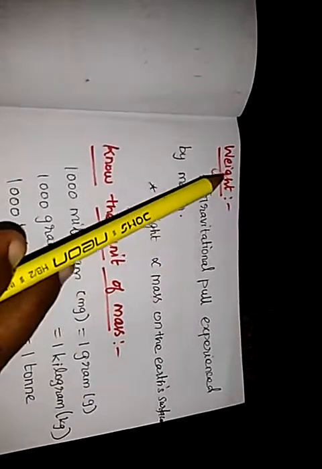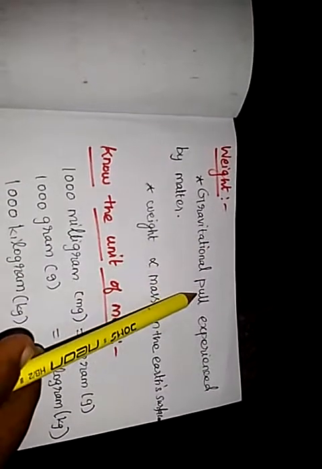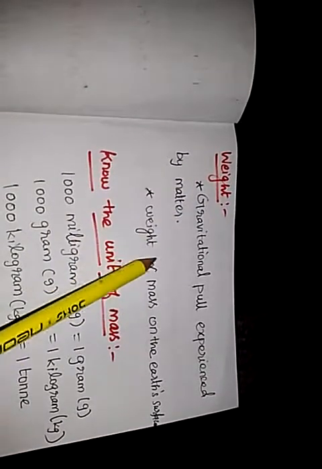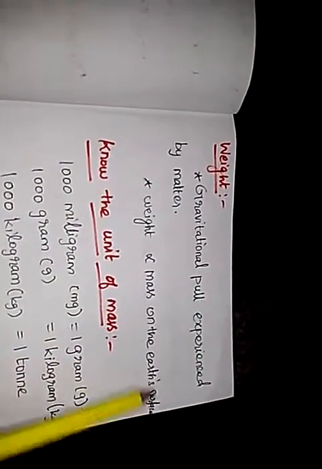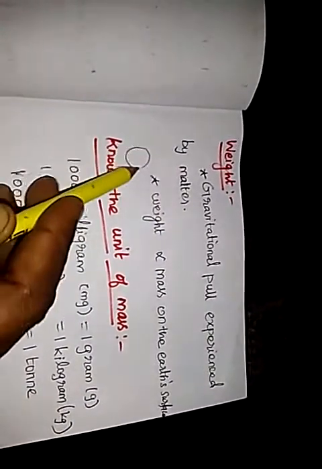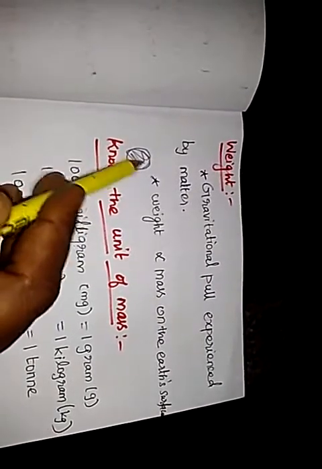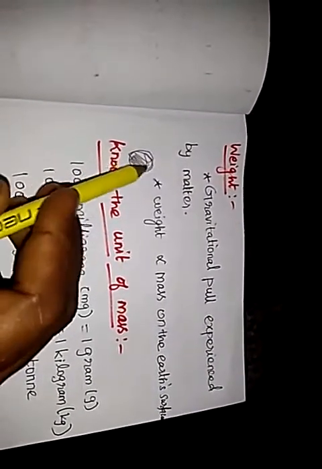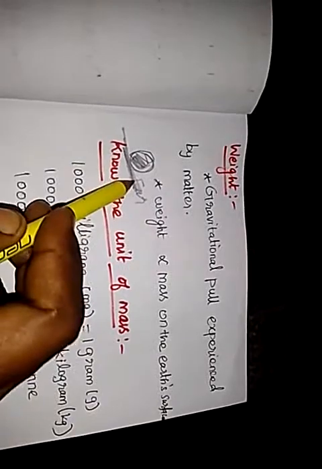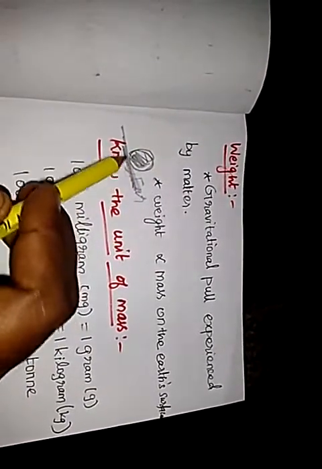Okay, students, but what is weight? Weight is the gravitational pull experienced by matter. On the earth's surface, weight is directly proportional to the mass.